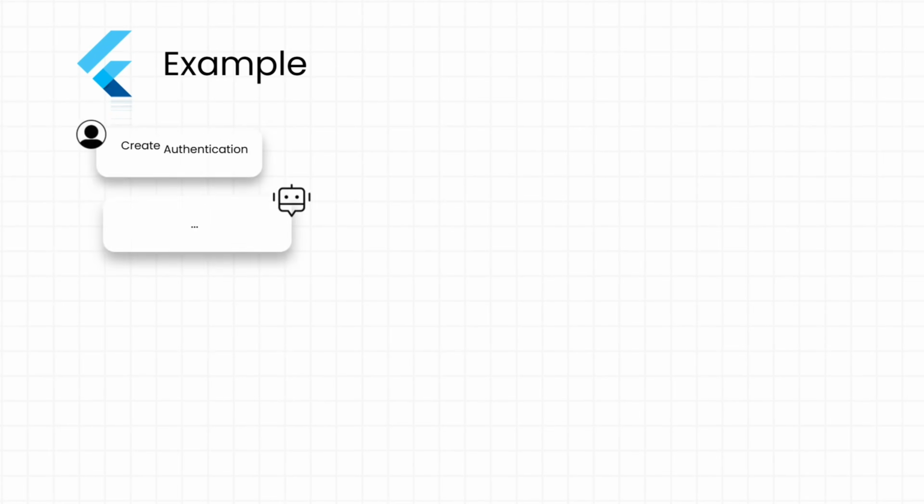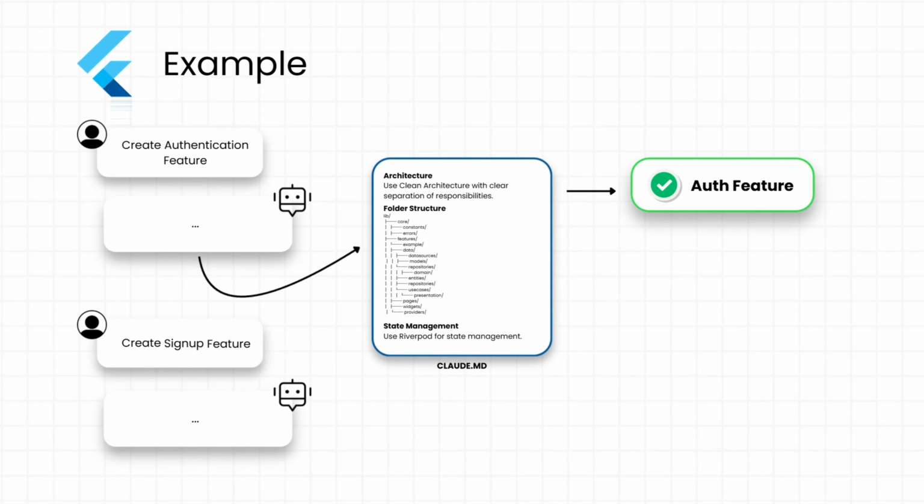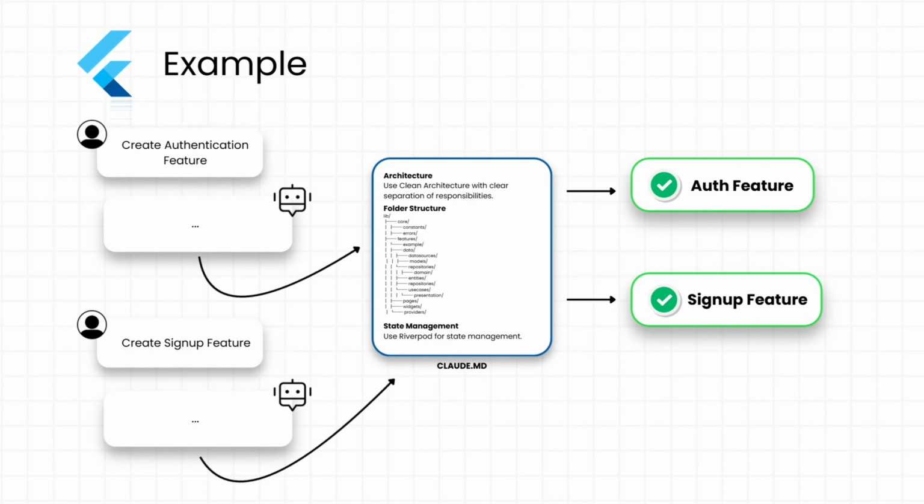With this information added, you just need to prompt "create authentication feature" to Claude, and you will notice the output is structured correctly with just this tiny prompt. Next, you are looking to build a new sign up feature, and you just need a "create sign up feature" prompt, and you will get the feature built with the same architecture and coding pattern. This is the power of Claude.md.